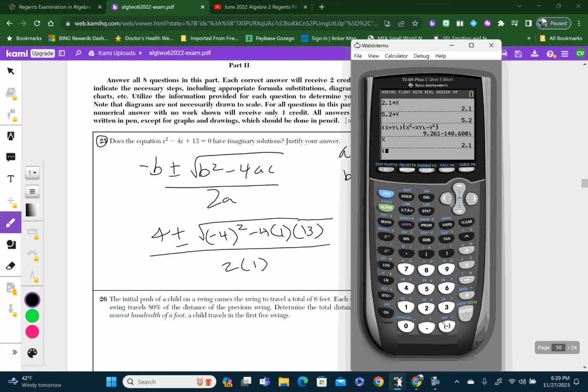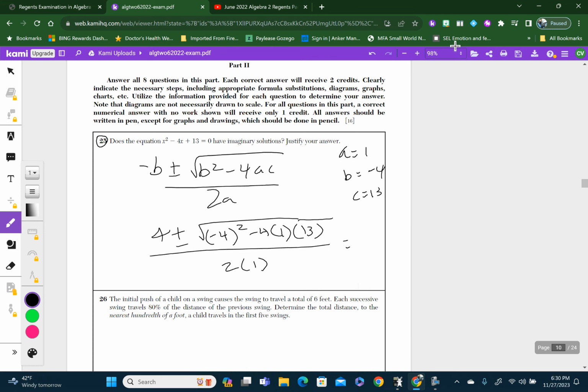So parentheses, negative 4, close parentheses, squared. Nope, I didn't close the parentheses. Going too fast. Good. All right, then we do minus 4 times our a, which is 1, times our c, which is 13, and then I'm going to hit enter, right? So I get negative 36, which means that under the radical, I have negative 36. So that's going to give me, remember this, right? 4 plus or minus 6i, because the square root of negative 36 is 6i, divided by 2. This has imaginary solutions. So yes, you have to say yes, otherwise you will lose a point, all right?